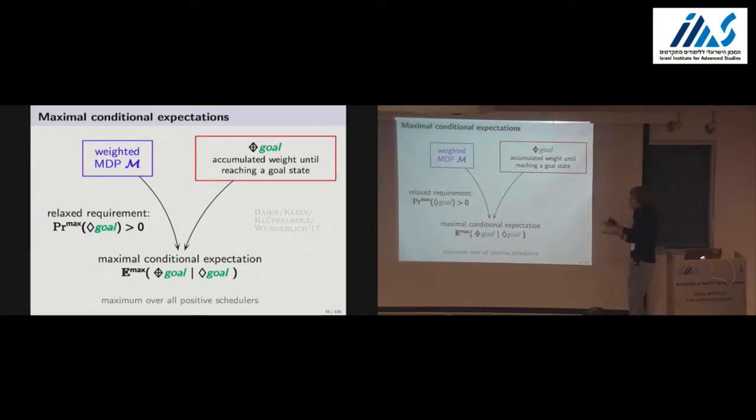And now we take all the schedulers which ensure that the goal will be reached with positive probability, and we look for the maximal conditional expectation, or the expected accumulated reward until reaching goal, under the assumption that the goal is indeed reached. Before, I think it is never stated here on the slides, for this part I assume non-negative weights.